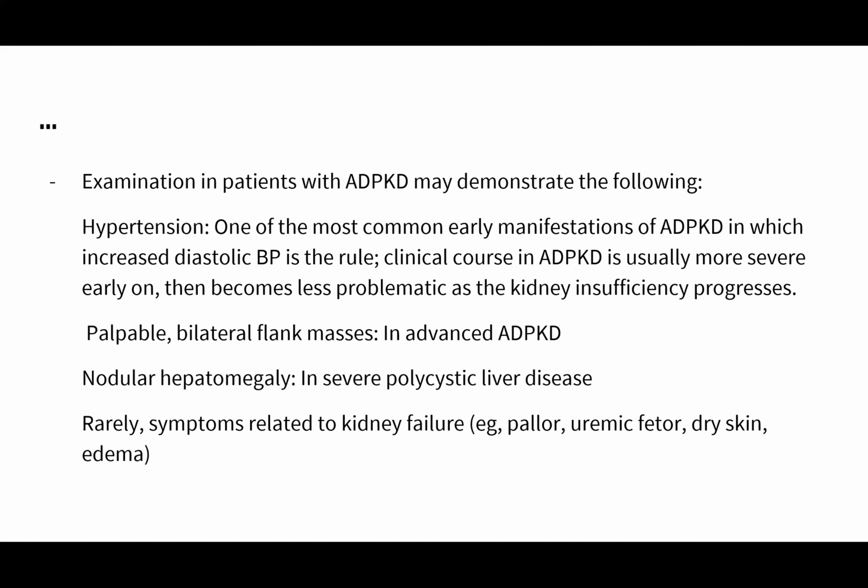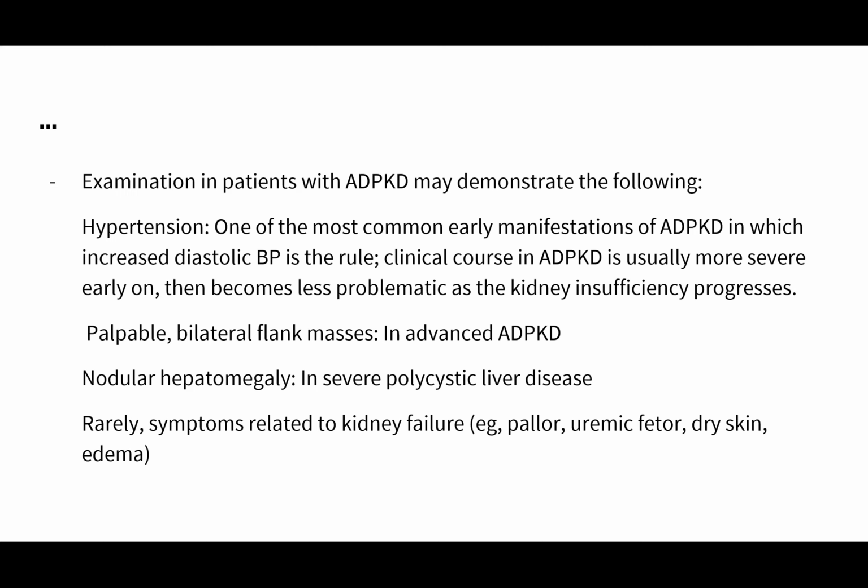Okay. Examination in patients with ADPKD may demonstrate the following: hypertension, which is one of the most common early manifestations of ADPKD, in which increased diastolic BP is the rule. Clinical course in ADPKD is usually more severe early on, then becomes less problematic as the kidney insufficiency progresses. Palpable bilateral flank masses in advanced ADPKD are seen. Nodular hepatomegaly in severe polycystic liver disease is seen. Rarely, symptoms related to the kidney failure, which include pallor, uremic fever, dry skin, and edema, are seen.